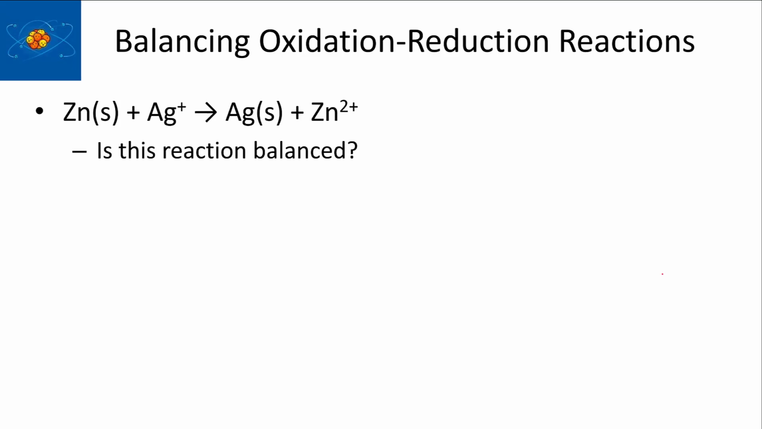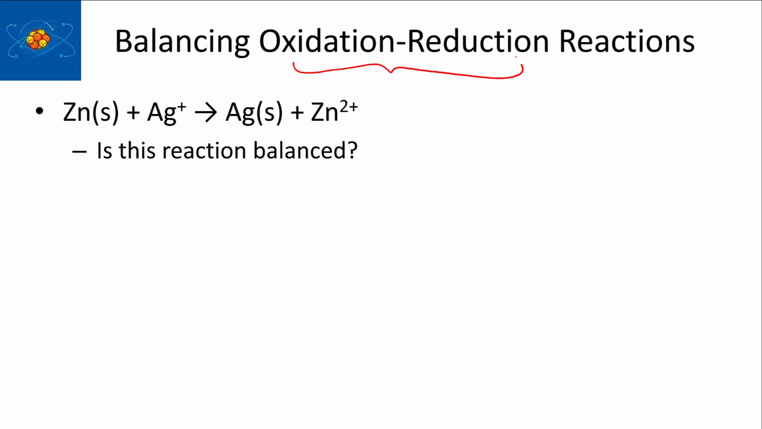Okay, so the next thing I want to look at is this very simple reaction, and this will illustrate why oxidation numbers are important. A redox reaction, or an oxidation reduction reaction, is a reaction where the oxidation numbers of the elements in the reaction change. And they change because there are electrons being transferred from one element to another.